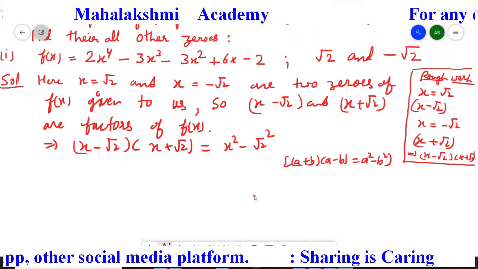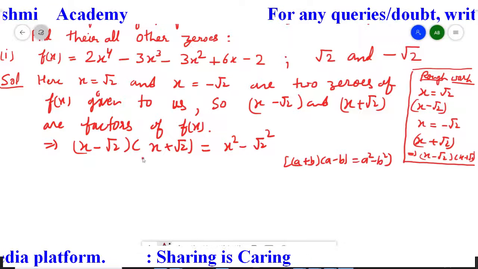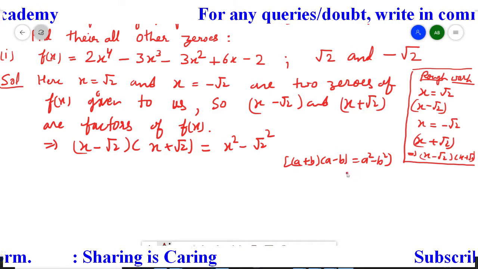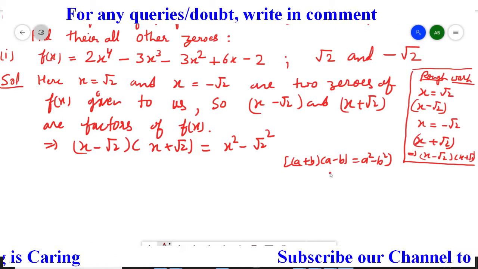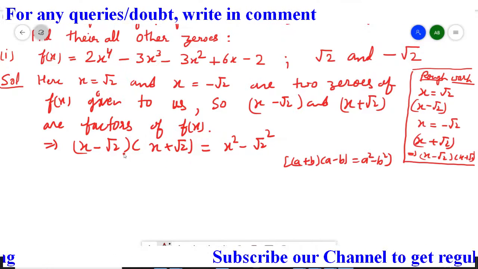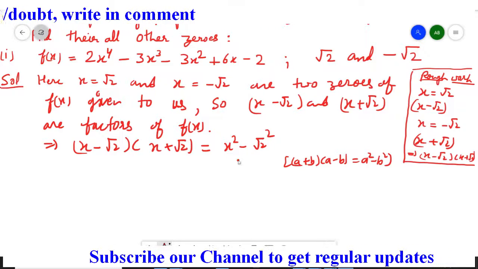So here a plus b, a minus b, so a. So what is a here? X. So what's the answer of this formula? A square, so x square, then minus b square. So what is b here? B means second term. So what is the second term here? Root 2. That's why root 2 square.